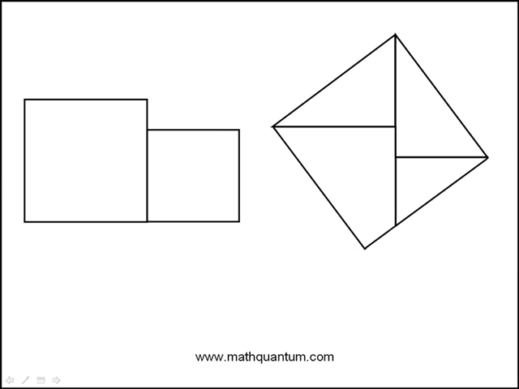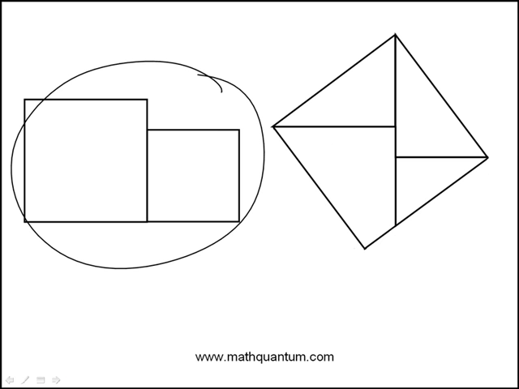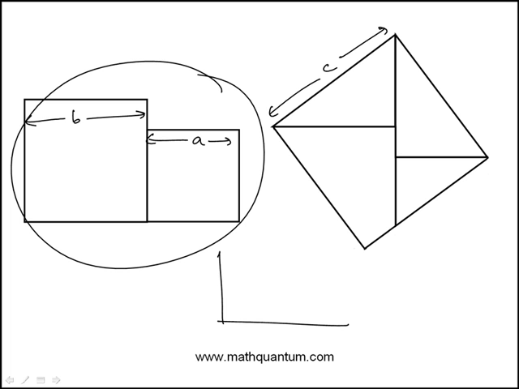So if I had to summarize the result, we started with these two squares, dimensions B and A. We ended up with a square of side C, and these were all sides of any arbitrary right triangle. And what we've shown is that a squared plus b squared is equal to c squared, which is the Pythagoras theorem.